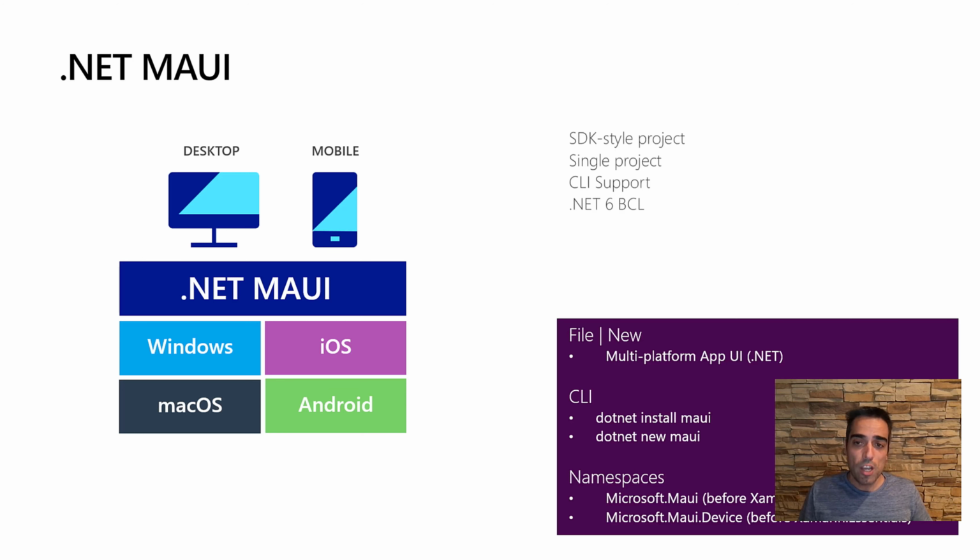There are also changes in the tooling. Now we have only a single project grouping all the platforms. We have command line support to create and compile the projects, etc. The type of the project is now an SDK style project, and of course we are also using the .NET CLI to use all that. There are some basic namespaces that change from Xamarin Forms to .NET MAUI. The main change is Xamarin.Forms to Microsoft.Maui.